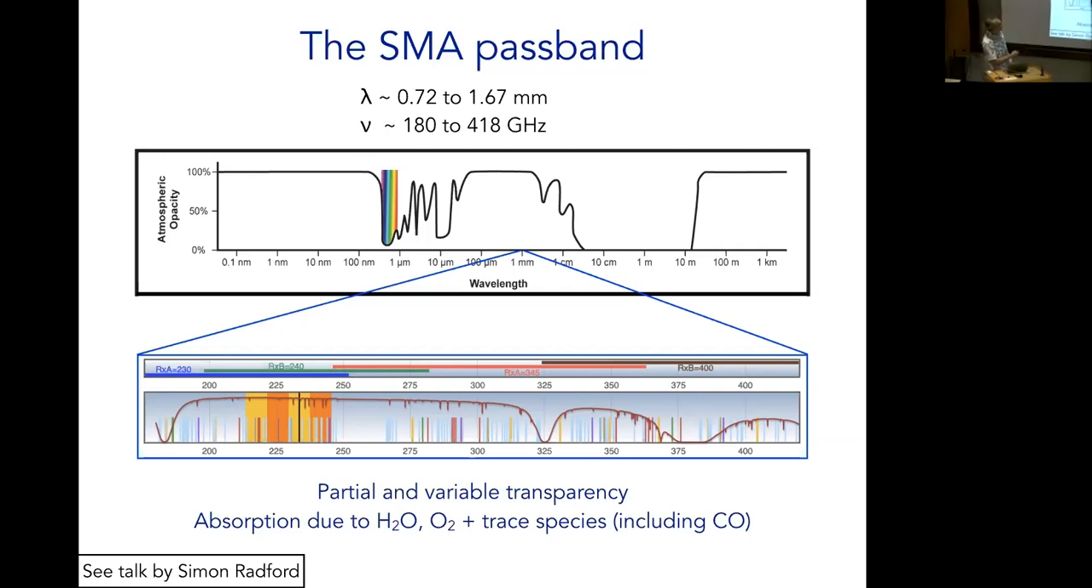What's plotted here is from the SMA correlator setup. This is now frequency, so it's a little different from here. This is wavelength, this is frequency, this is transmission, and this is opacity. But you get the picture that the atmosphere is fairly transparent, at the level of 80 to 90%, in the millimeter, 200 to 300 gigahertz regime. And then there are relatively small parts where it becomes very opaque. These are due to water and oxygen lines. Simon Radford will talk to you more about that later this morning.